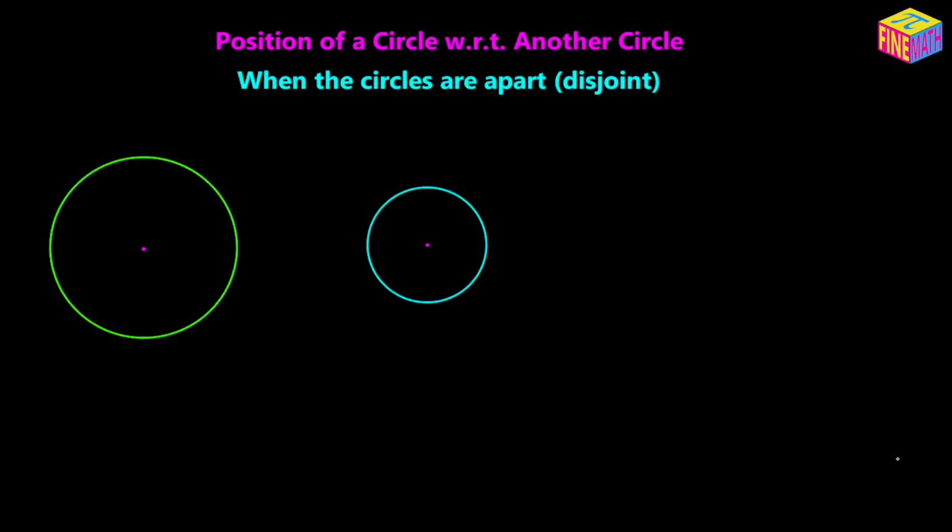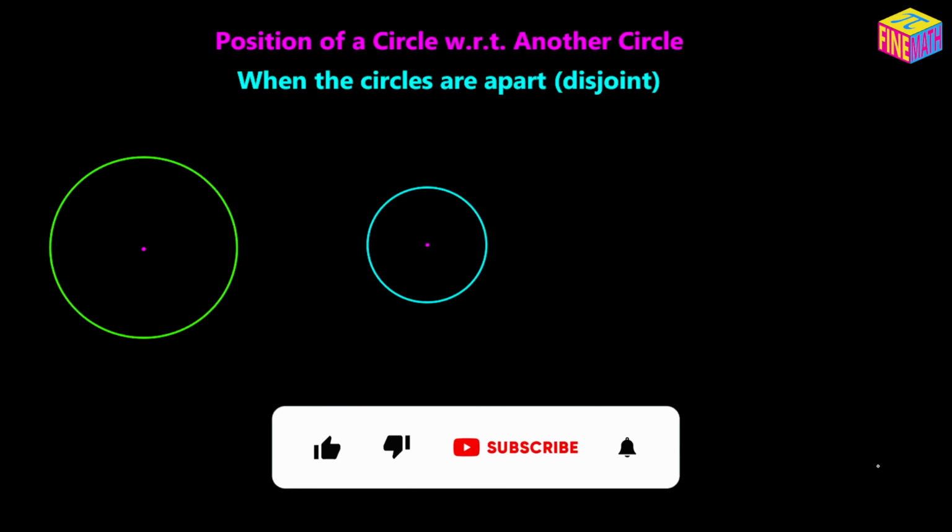Hi everyone, in this video we are going to see how to find the equations of the direct common tangents and the transverse common tangents for two disjoint circles which are located like this. They do not intersect each other and they do not touch each other. They have a little bit of distance between them.